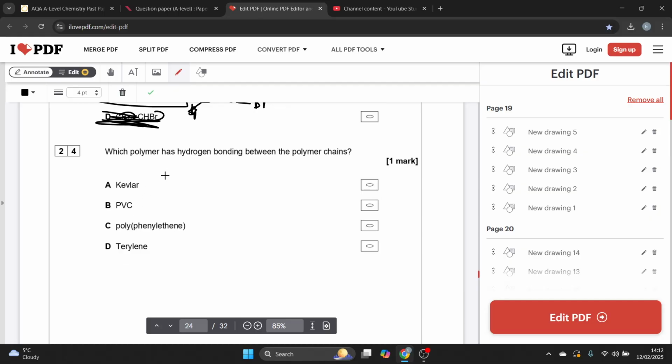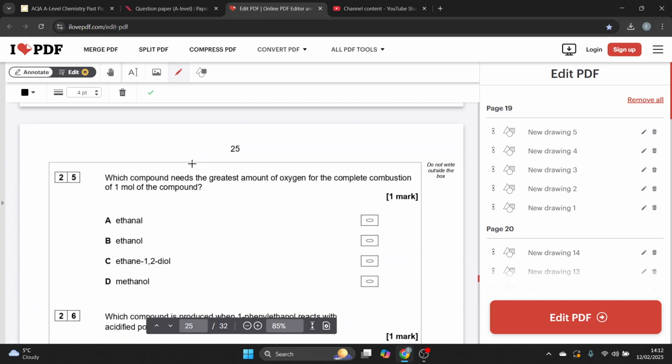Question 24, which polymer has hydrogen bonding between polymer chains? Kevlar. Question 25, which compound needs the greatest amount of oxygen for the complete combustion of 1 mole of a compound? It's a bit of a weird question.